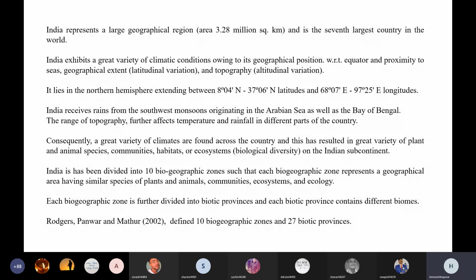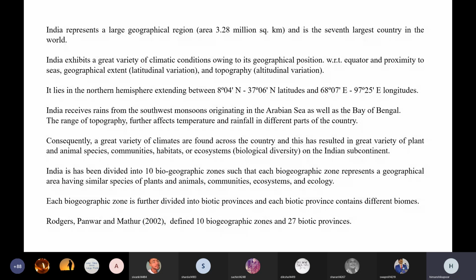What are the major monsoons which are driving the rainfall? We have southwest monsoons which originate in the Arabian Sea as well as the Bay of Bengal, which is catering to the water requirement. So it is the source of rain. India has a lot of biological diversity, which is basically because of latitudinal and altitudinal variation, which is also bringing about a great variety of climates across the country.